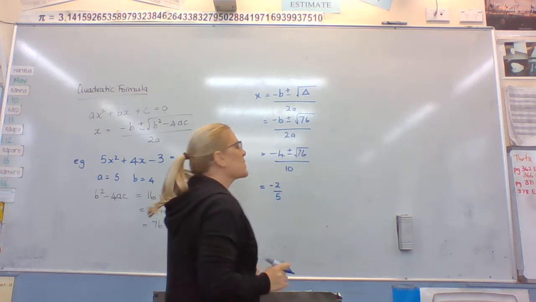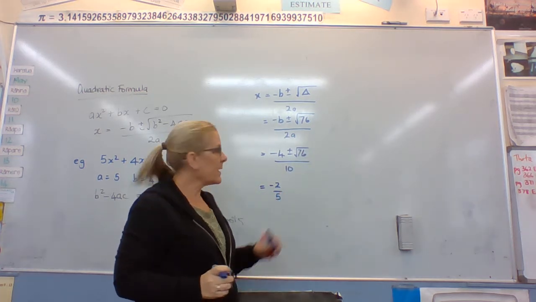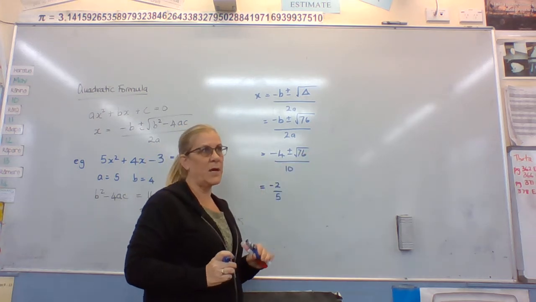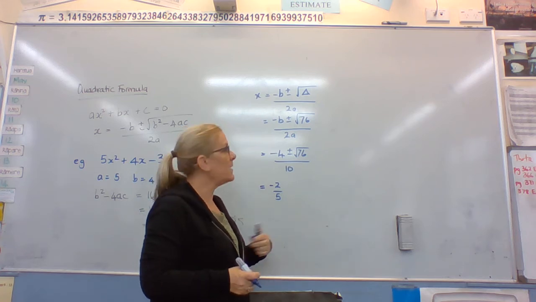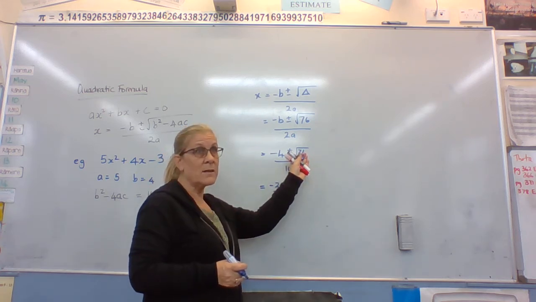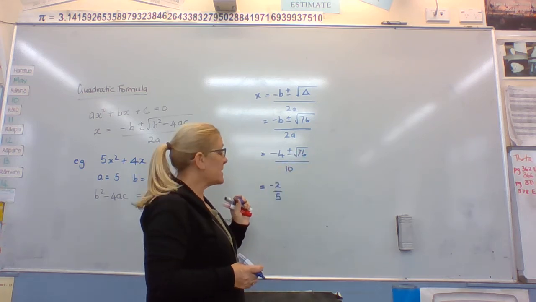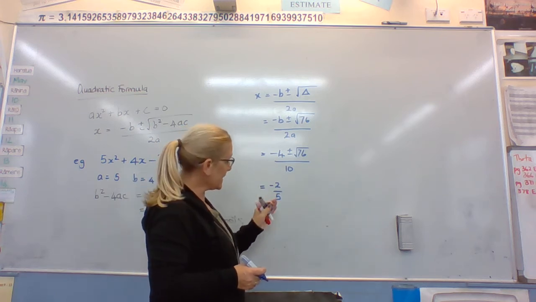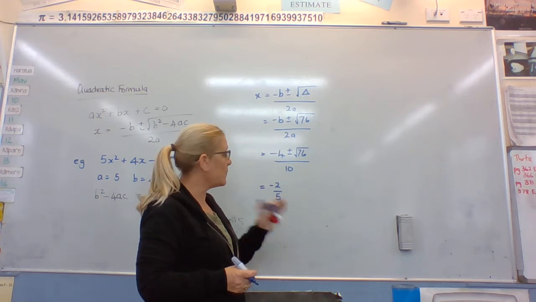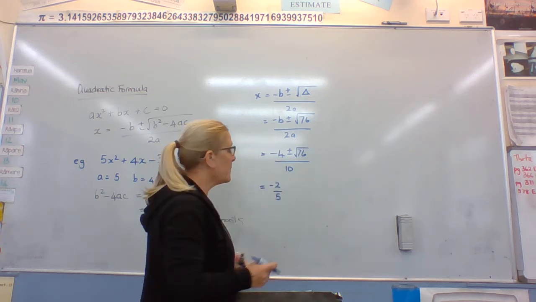Is there a perfect square in here? Can we find something that multiplies to 76? So we've got 1, obviously. 4. Does 4 go into that? Yes, it does. Does 9? No, it doesn't. Does 16? 16, 32, 64? No, it doesn't. So 4 is our biggest one.